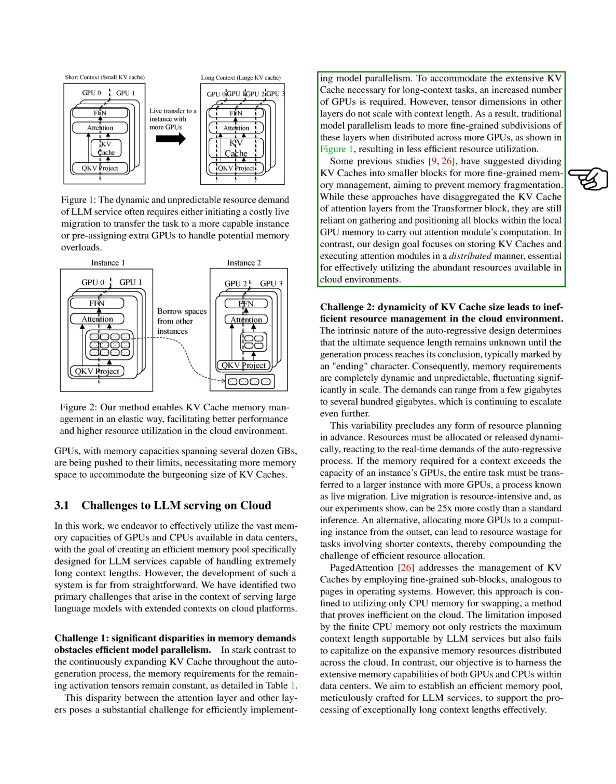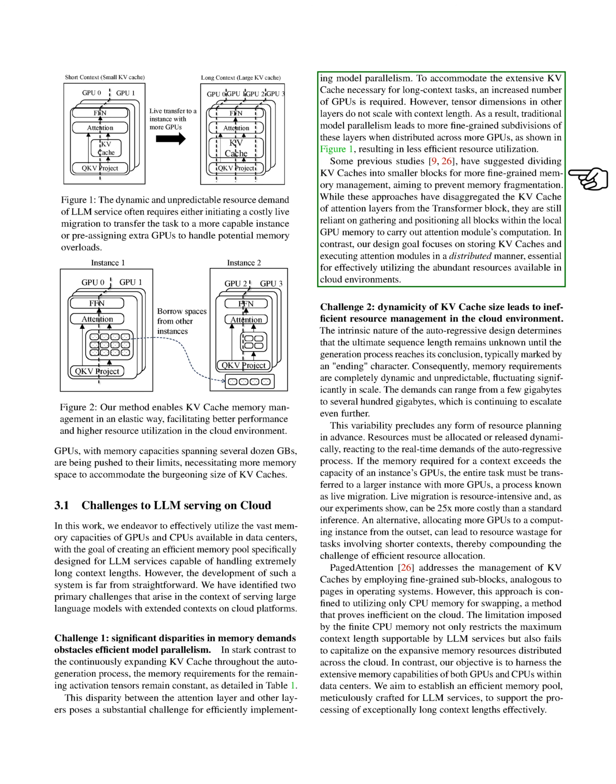Some previous studies have suggested dividing KV caches into smaller blocks for more fine-grained memory management, aiming to prevent memory fragmentation. While these approaches have separated the KV cache of attention layers from the transformer block, they still rely on gathering and positioning all blocks within the local GPU memory to carry out the attention module's computation. In contrast, our design goal focuses on storing KV caches and executing attention modules in a distributed manner, essential for effectively utilizing the abundant resources available in cloud environments.